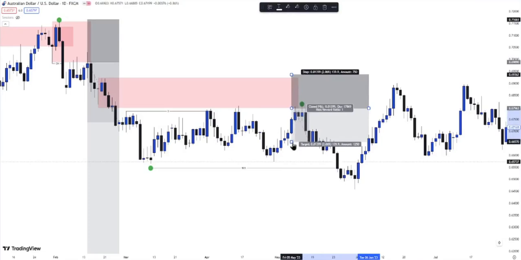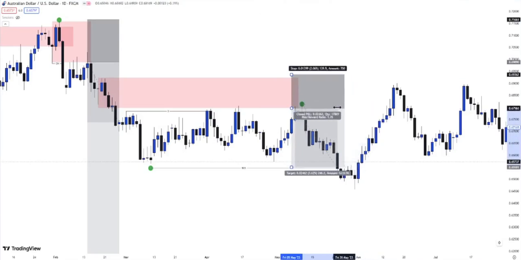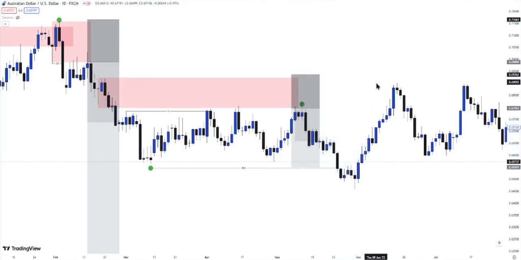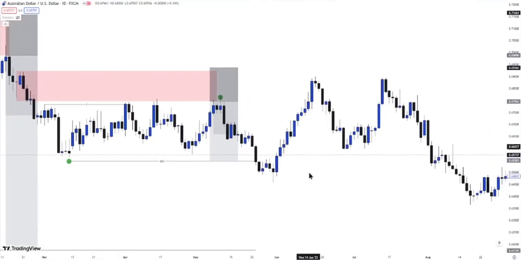Alright? Where will you target? You target this low here. As simple as that. So that's your trade setup. Simple. Okay? Now, price printed this new low here.